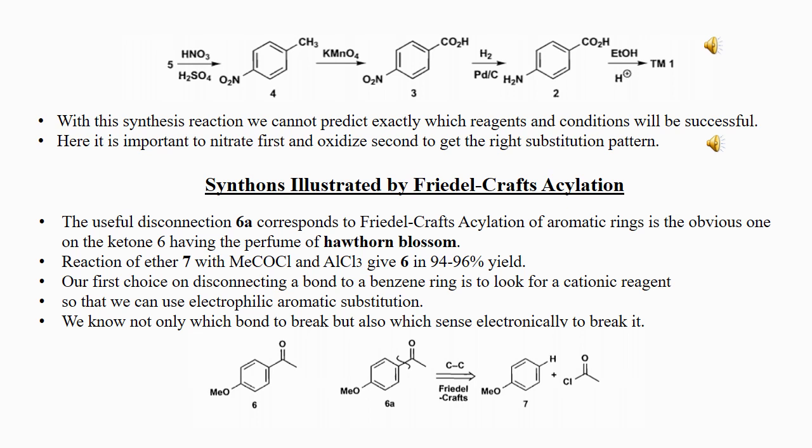So in the case of electrophilic aromatic substitution, keeping that in mind, now we shall think about the last point. If we check, we know not only which bond to break, but also in which sense electronically to break it. Now this point is left to explain, so we look at point number 3 in this paragraph. Our first choice on disconnecting the bond to a benzene ring is to look for a cationic reagent. So we are going to discuss in the next slide also how the cationic reagent works.